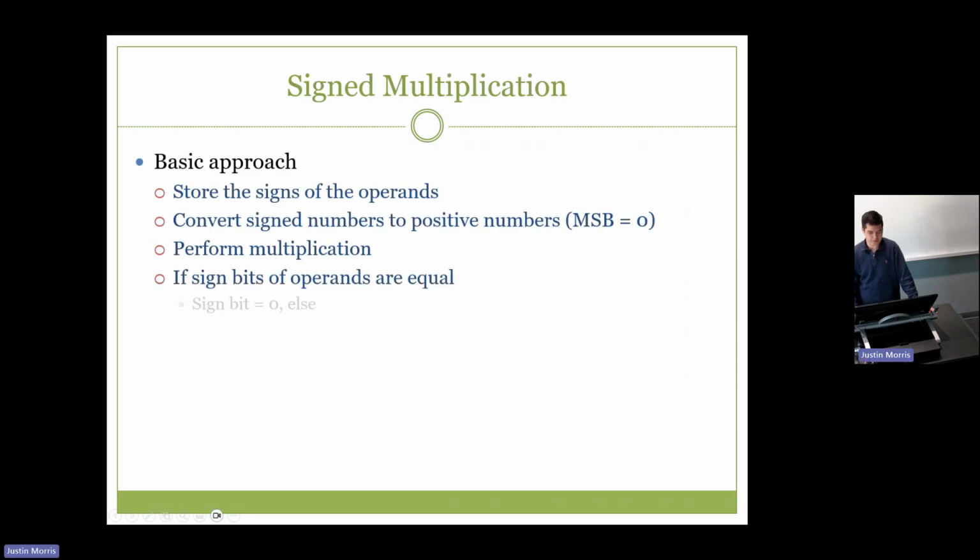Right. So then how can we extend this to signed multiplication? Well, what we can do is store the signs of the operands, and then convert the signed numbers to positive numbers. And once we have them as positive numbers, we can reuse that circuit and perform the multiplication between those two positive numbers. And then just at the end, we need to check the sign bits. If they're the same, then the sign bit is 0. If they're different, we negate the product, right? Two's complement. So you would invert all the bits, add 1.